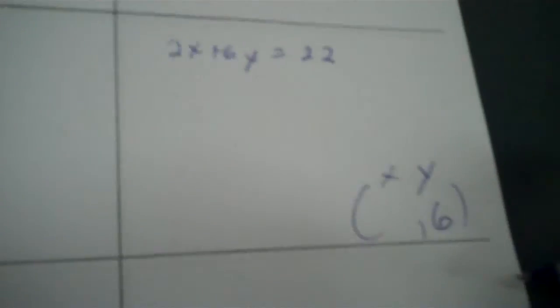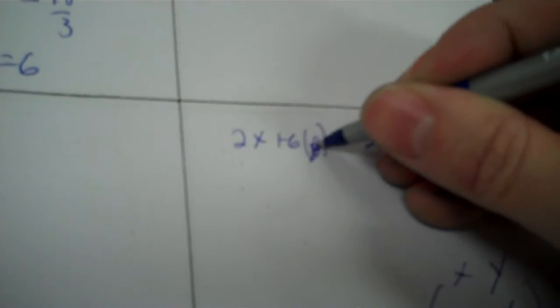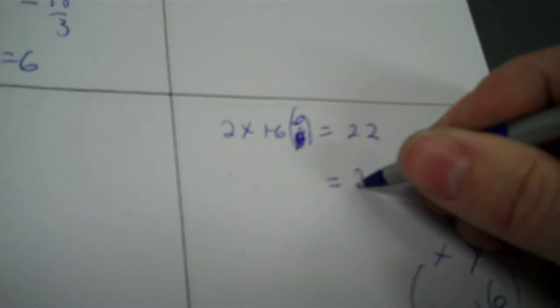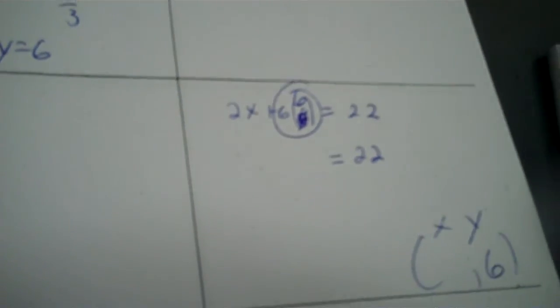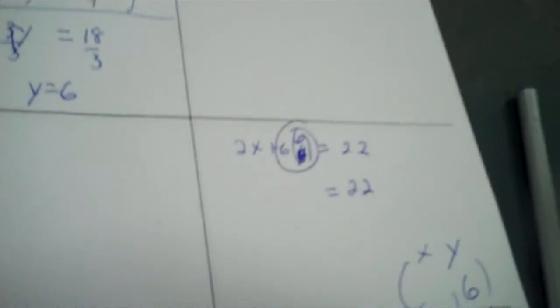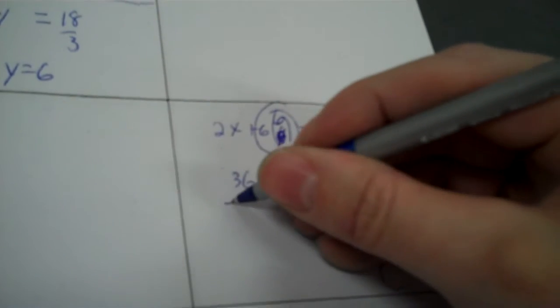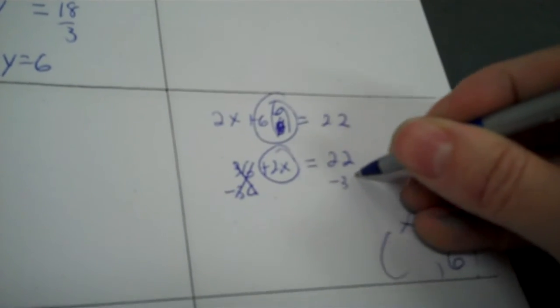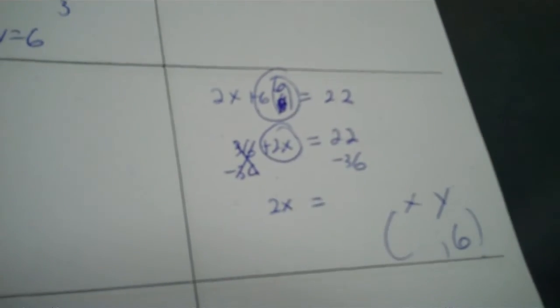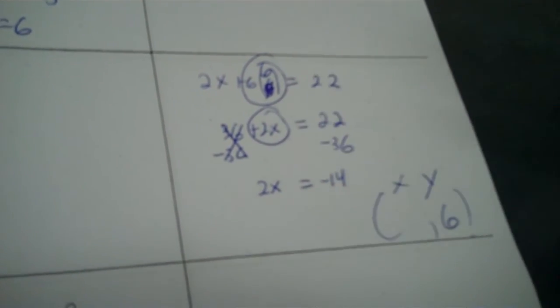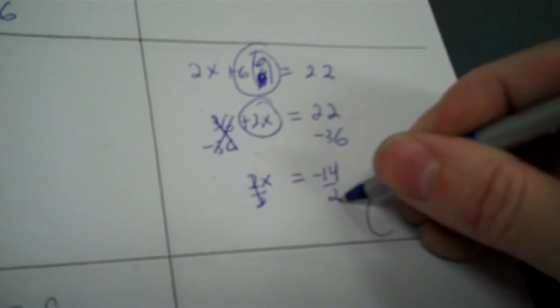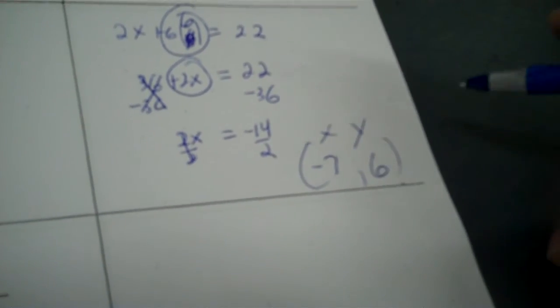Now use your original top. 2x plus 6y equals 22. So you got your y, you got 6. So you got 22. Now over here you got to take 6 times 6, which is 36. And then you got plus 2x. So let's get rid of our 36 by minusing it. So 22 minus 36 is negative 14. Then divide by 2. That's negative 7. Okay. Negative 14 divided by 2 is negative 7.